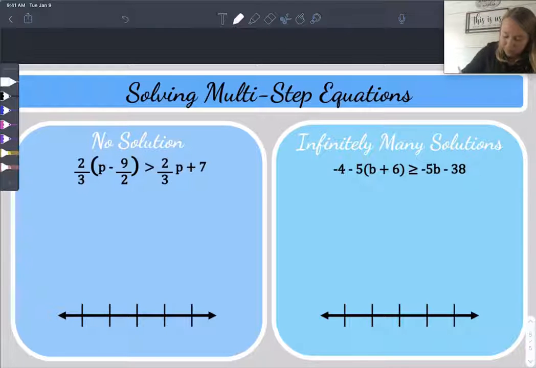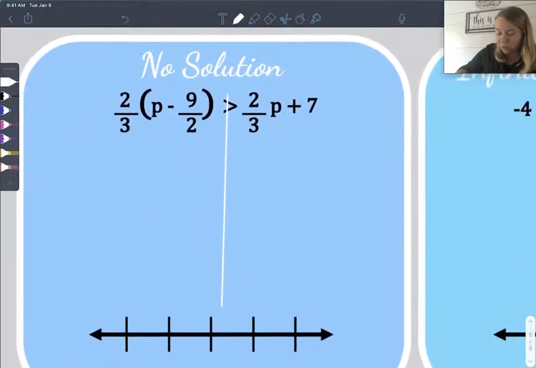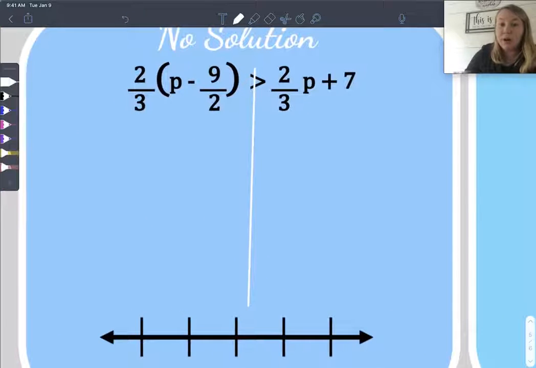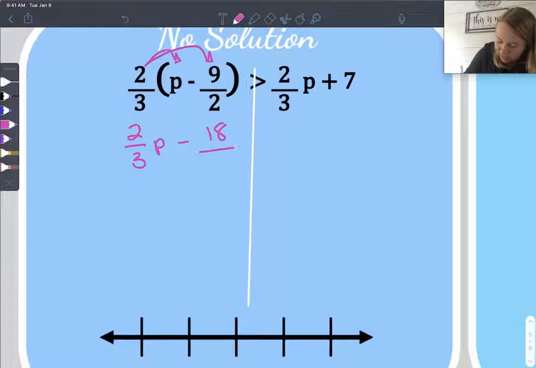So for this one, I'm going to draw my line down the middle. And I am actually going to zoom in on this problem because it is going to require a little bit of work with that fraction. So I do have parentheses, so I am going to distribute. I have my 2/3 times p, which gives me 2/3 p, and then 2/3 times -9/2. When I go to do that, I'm going to do 2 times -9 to get -18, and then 3 times 2 to get 6.